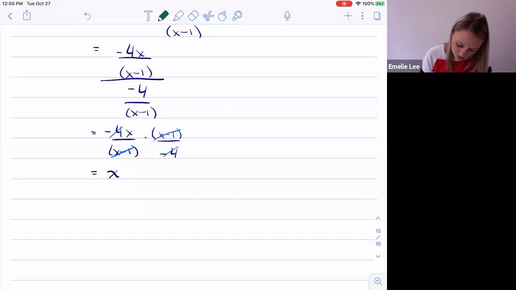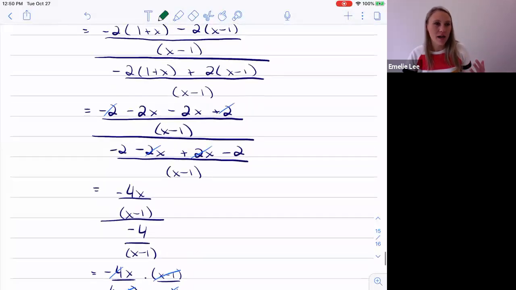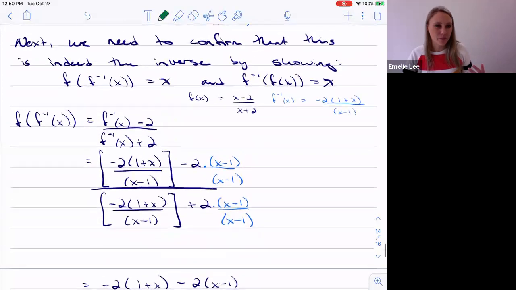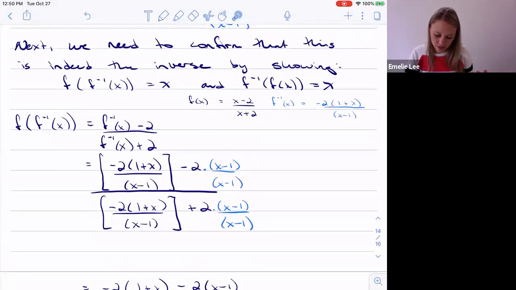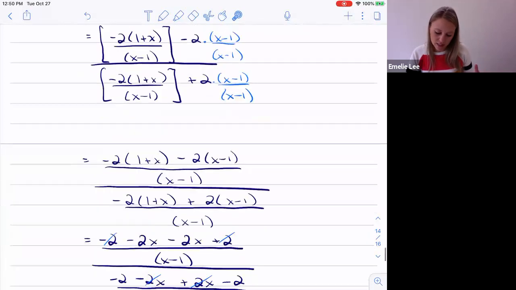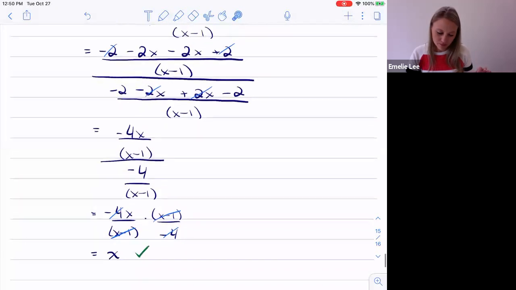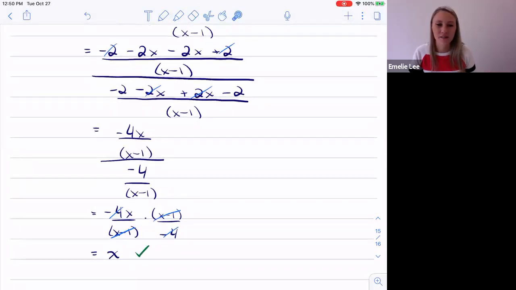And so now we would do the same thing, but we need to also show, so we've shown that this is true, so we also need to show that this is true: the f inverse composed with f of x is equal to x, right? So we would do the same thing. It's going to be just as nasty, but you should end up with an x in the end. So I'll leave that for you guys to work through on your own, and we'll start with that next day.